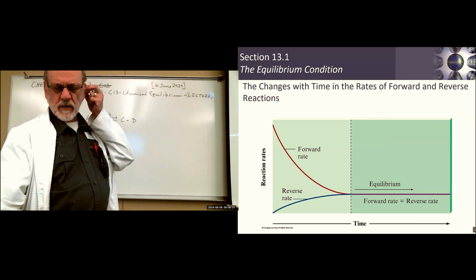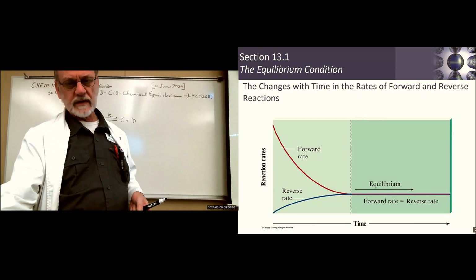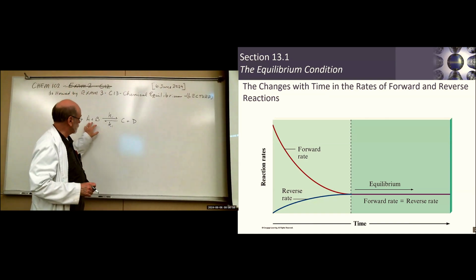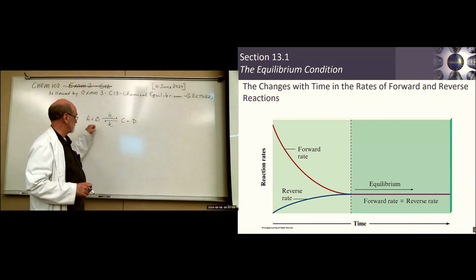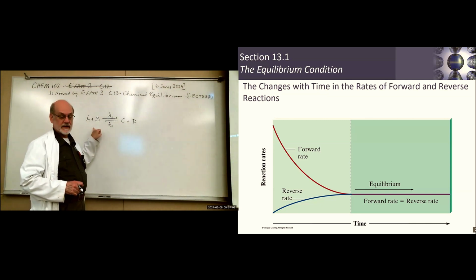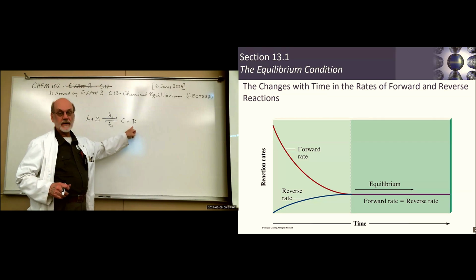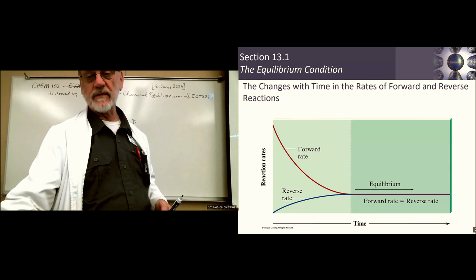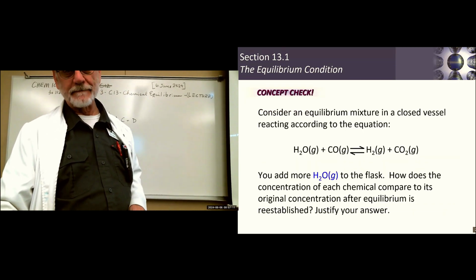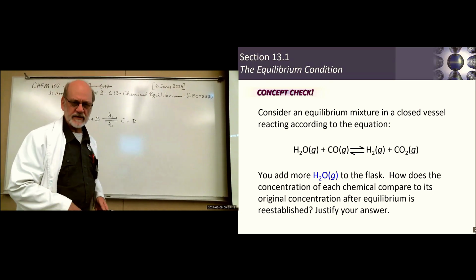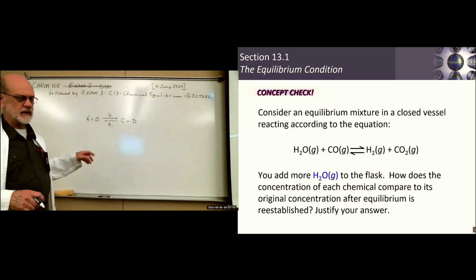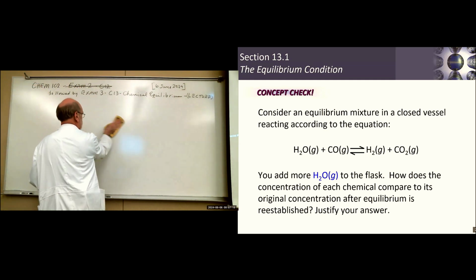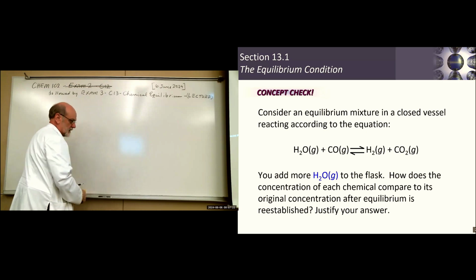All right, this is just another representation showing the forward rate slows down as you use up these reactants. And then as you build up products, that reaction rate increases, and they eventually meet. That's where you have equilibrium. All right. Before we get to the expression of the equilibrium, we call it the law of mass action, we'll get to that in just a minute.